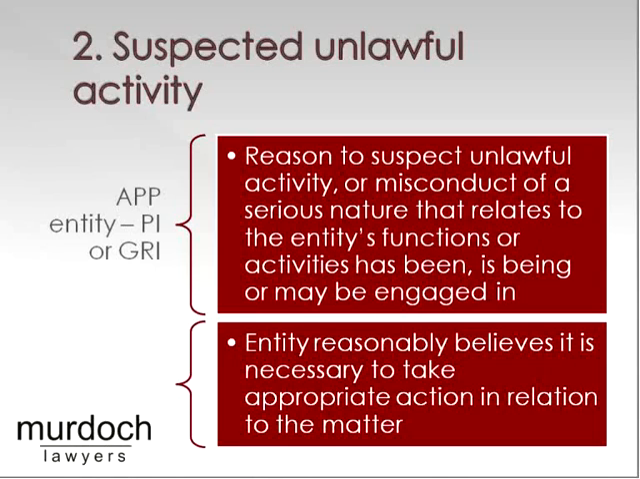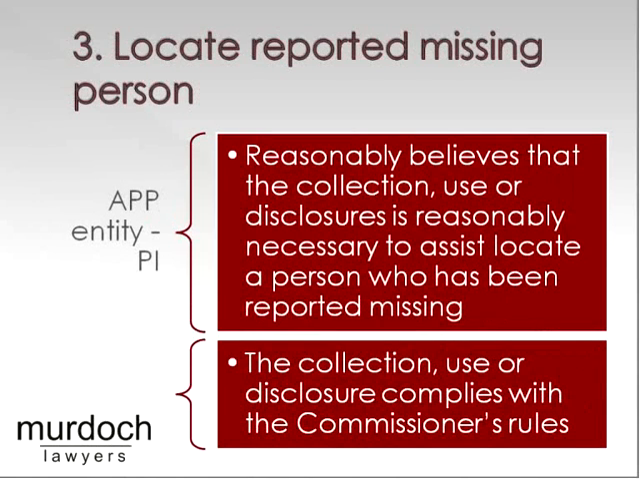The second general exclusion relates to a suspected unlawful activity. So an organisation in relation to the personal information or the government-related identifier must have reason to suspect unlawful activity or misconduct of a serious nature that relates to the entity's functions or activities that has been, is being or may be engaged in, and the organisation reasonably believes that it's necessary to take appropriate action in relation to the matter.